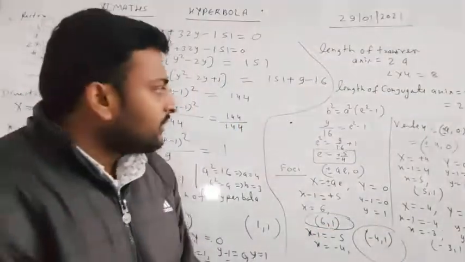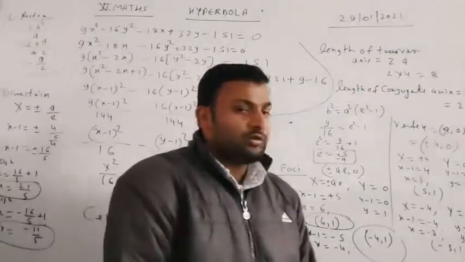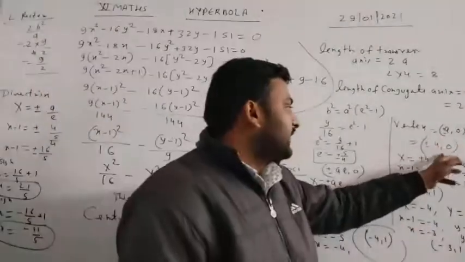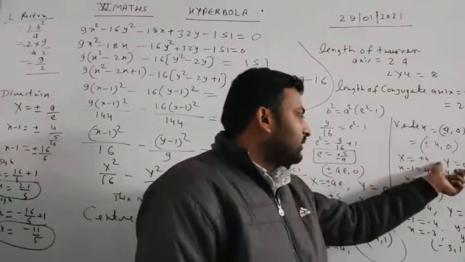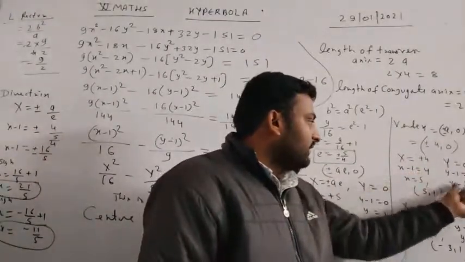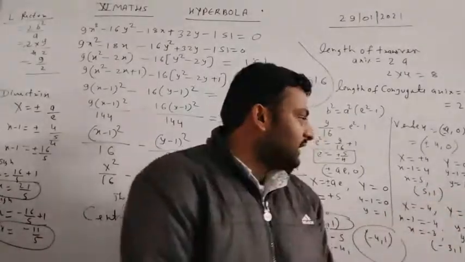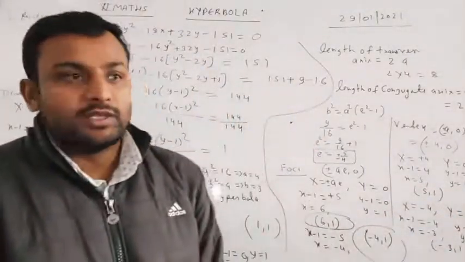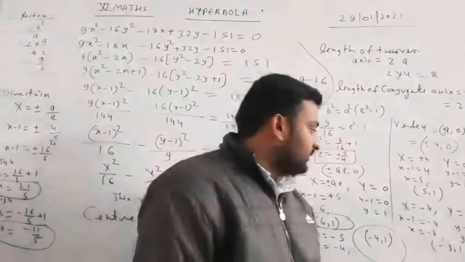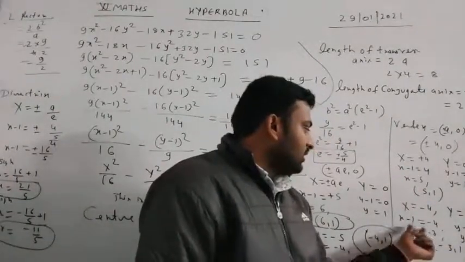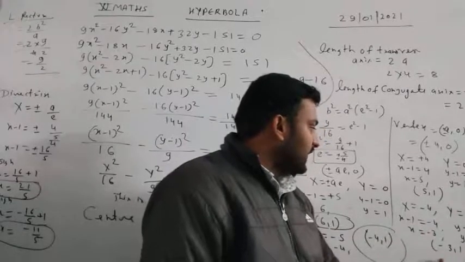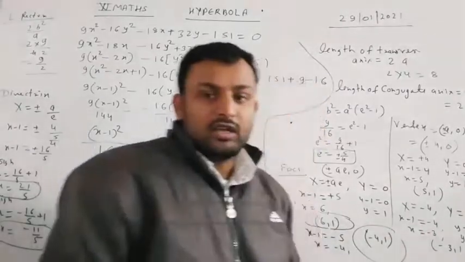Okay. Now, students, our vertex formula is plus minus a, comma 0. So plus minus a is 4, 0. So X is positive 4 and Y is 0, so x is 5 and y is 1. So the first vertex is (5, 1). And for the second, X is minus 4 and Y is 0, so x is minus 3 and y is 1. So the next coordinate is (minus 3, 1).